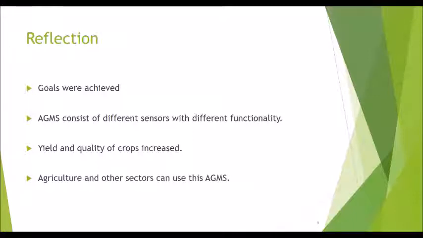AGMS eliminates risk of greenhouse not being maintained at specific environmental conditions due to human error. Labor cost can also be reduced, the system is eco-friendly, and the quality of yield can be increased.